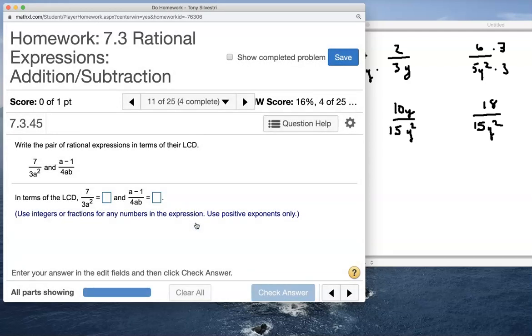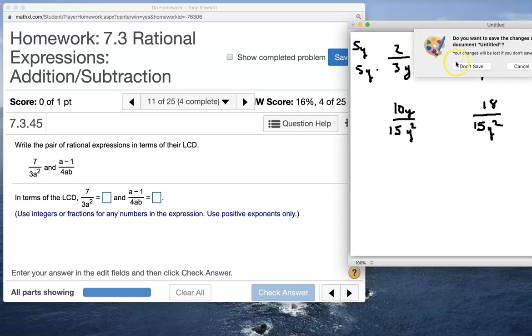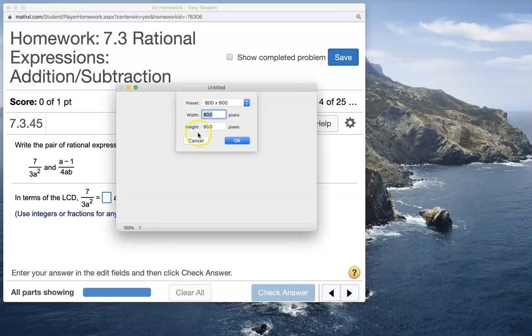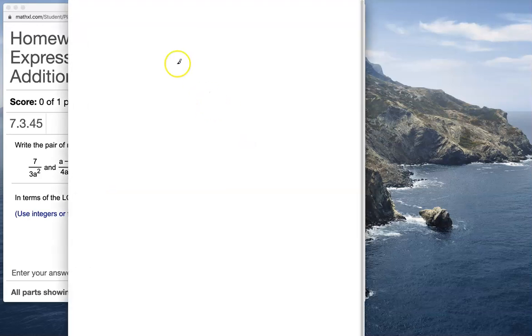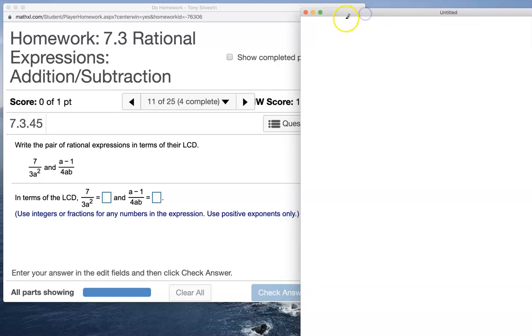Okay. Same thing on this one. Let's go ahead and say file. Let's close it. Don't save it. Let's say file, new. You know what? I'm going to give it a little bit more height. Maybe 1,000. Okay. Let's do that. That might be too much height, but that's all right.